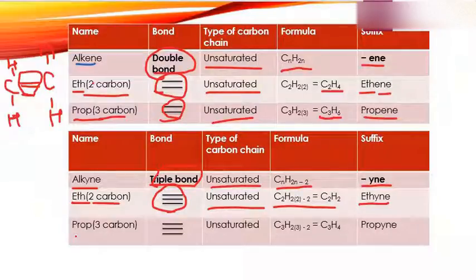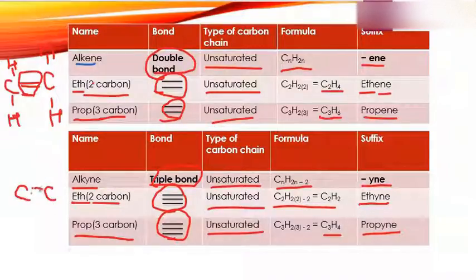We have then prop with triple bond, unsaturated, C3H4 propyne. For the example of ethyne we have 2 carbons and triple bond in between and 1 hydrogen attached to both carbons.